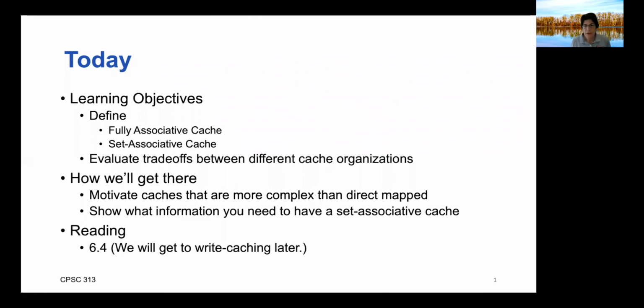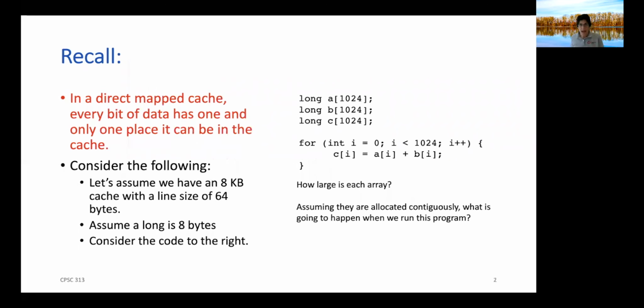So when last we left off, we had talked about how we can use caches to speed up memory access, and we talked about direct mapped caches. And what you might remember is that in a direct mapped cache, every address maps to one specific place in the cache. What I want to do here is demonstrate that sometimes that's a problem, and then also demonstrate how we might solve that.